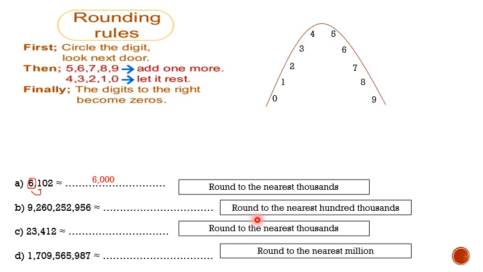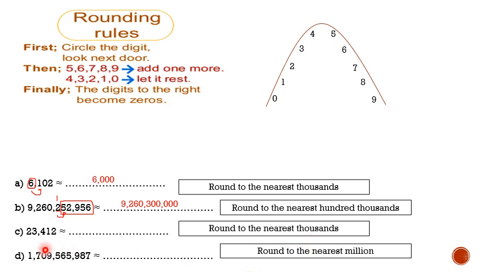Next example, we have round to the nearest 100,000. So I stand at 100,000, I have 200,000, and I will look next door. I have 5. So this means I will add one more to 2. And all the place values after it will be cancelled and replaced with zeros. And the place values that come before, I will write as they are. So which will be 9,260,300,000 only.